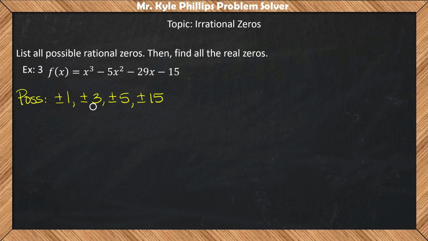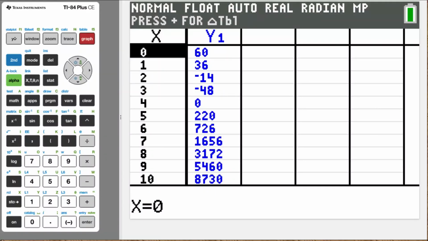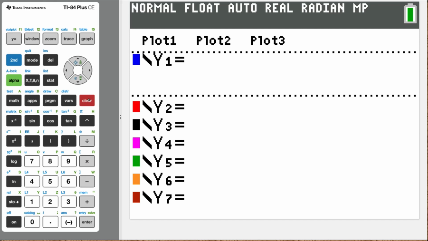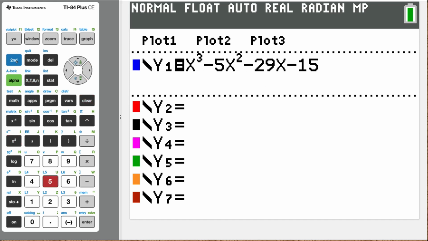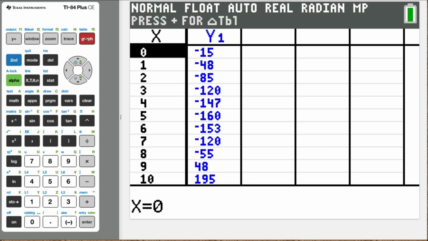So these are all possible solutions for this polynomial. Now what we need to do is take one of these and use synthetic substitution. That way we can determine which one of these is going to be a factor of this polynomial. Now, you can avoid the whole guess and check method simply by typing this in on your calculator. So we'll type this equation in. Now that I have my equation here, I'm going to hit second graph and look at my table.